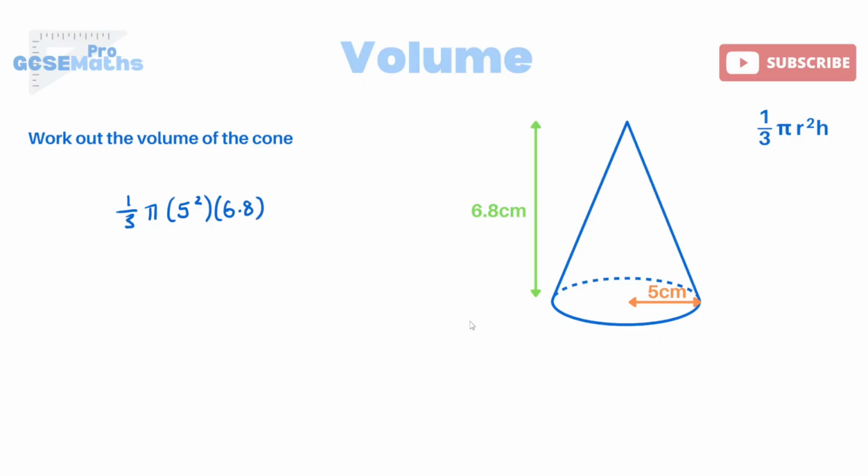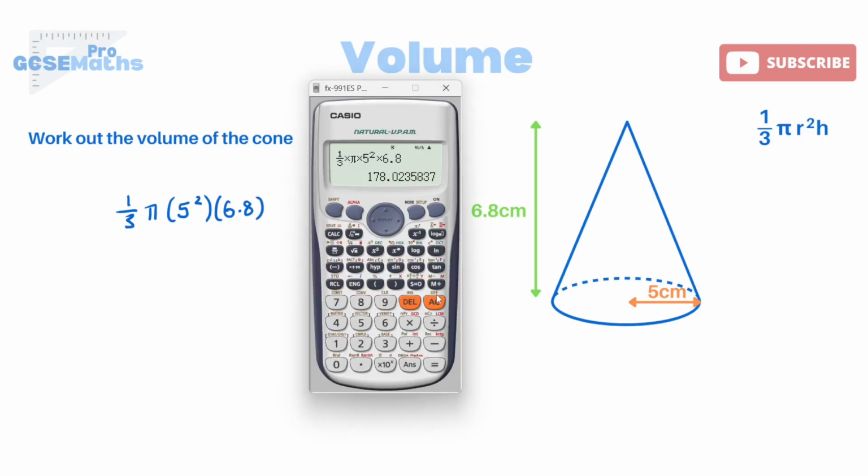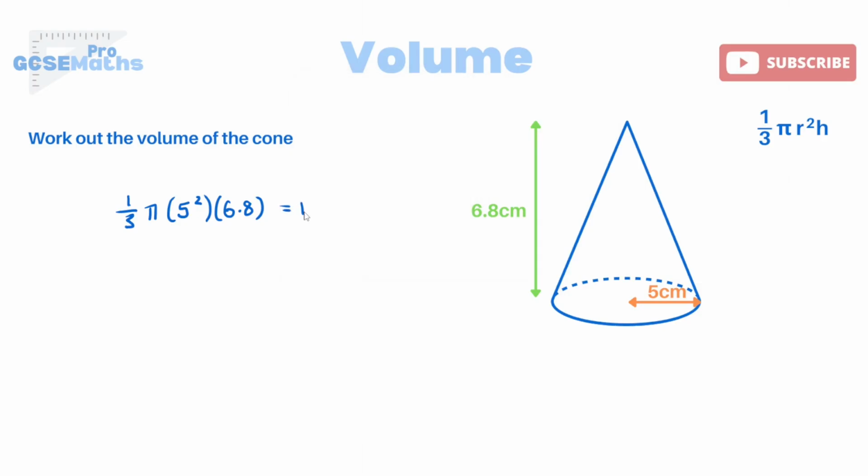And then let's put it in the calculator. So I've got 178.023... so I would just round that to 178. And that is centimeters cubed. So in that sense, we're just substituting values into a formula.